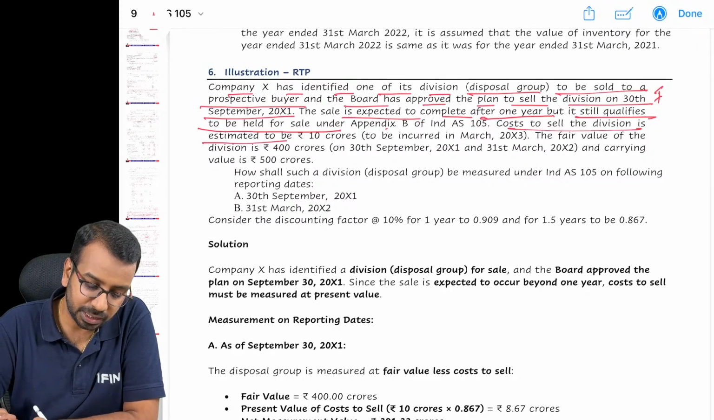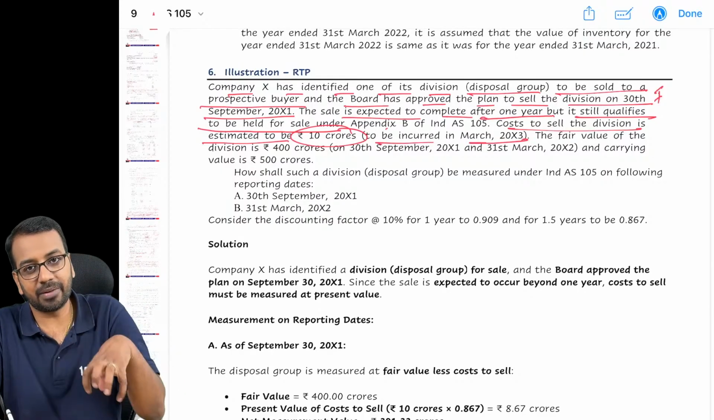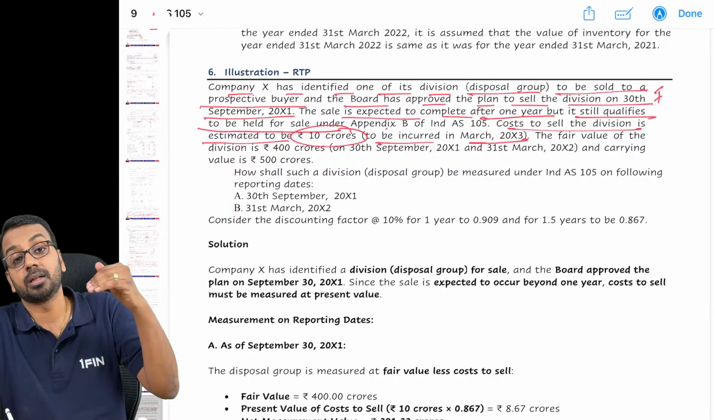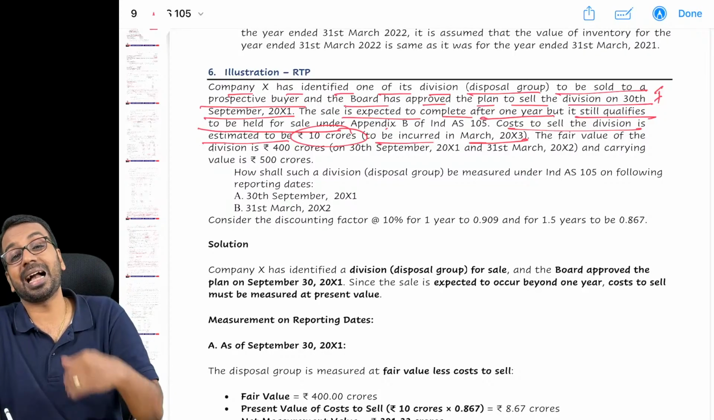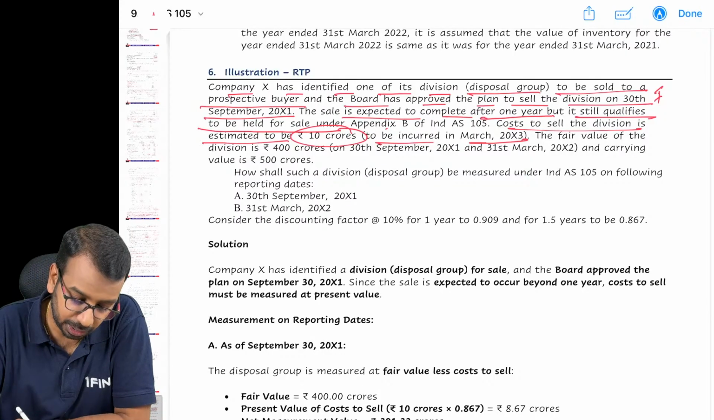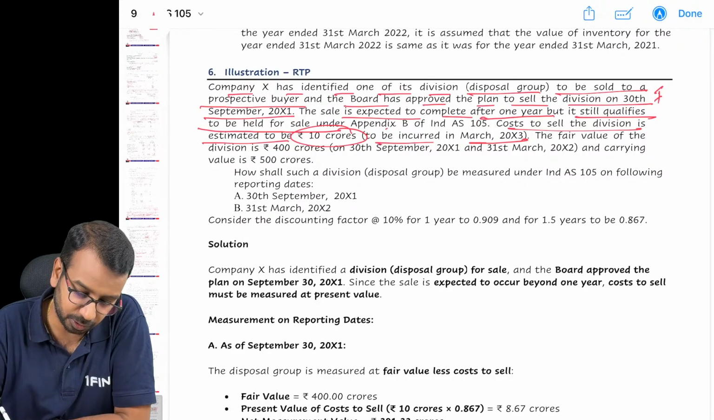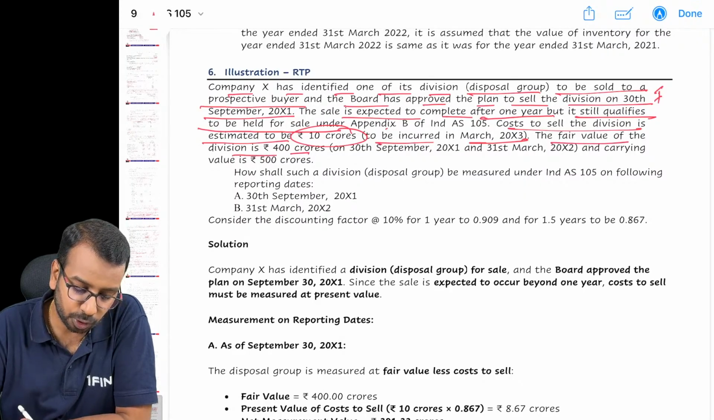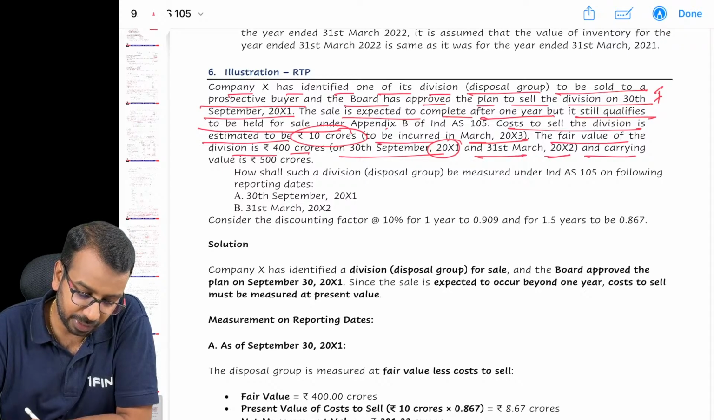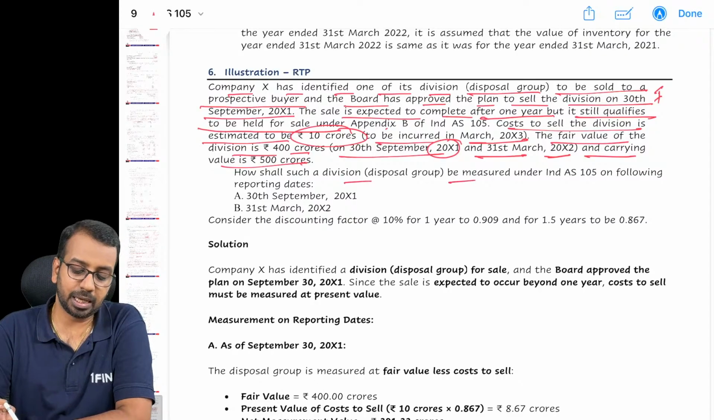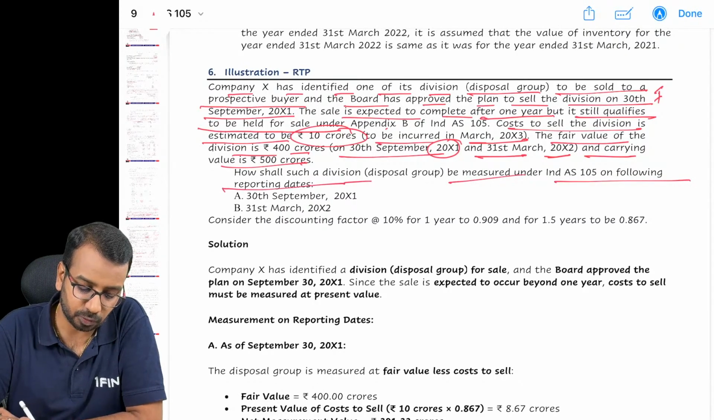Cost to sell of the division is estimated to be 10 crores to be incurred in March of year 3. See, fair value we are computing today. The cost to dispose of is happening after 1 year, after 1.5 years actually. Fair value of the division is 400 crores on 30th September of year 1 and 31st March of year 2. And carrying value is 500 crores. How shall they be measured under Ind AS 105 on the following reporting dates?